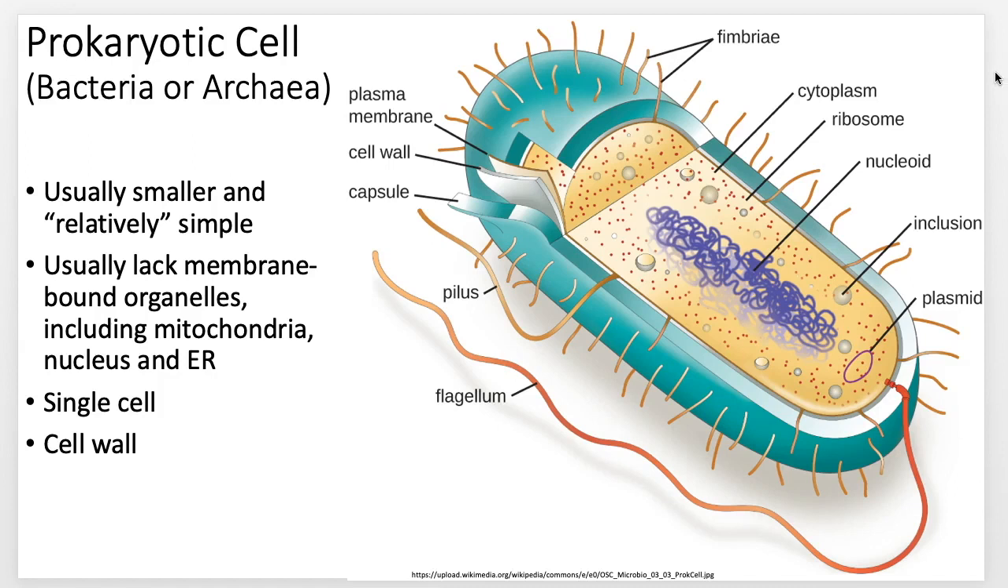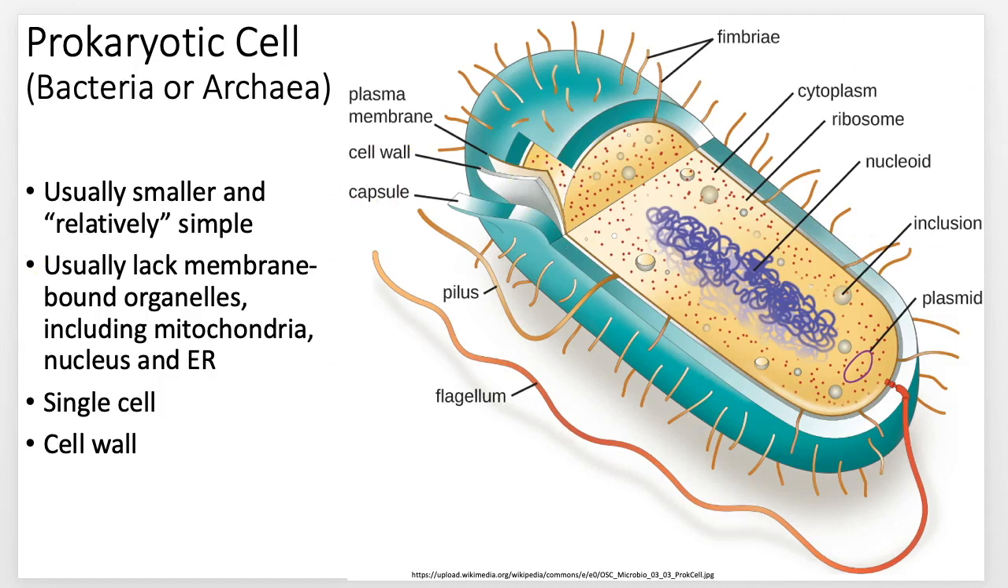So they don't have mitochondria, they don't have nuclei, they don't have endoplasmic reticulum. That's not to say that they're necessarily simple, they're just simpler, at least they don't have membrane-bound organelles. They're usually single cells, and they usually have a cell wall. So, prokaryotes, a term you're not supposed to use.